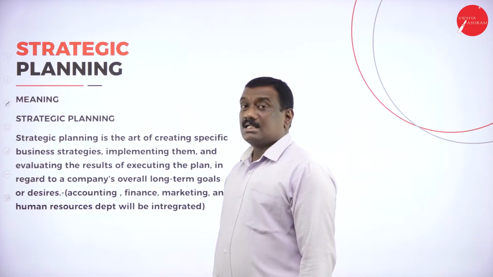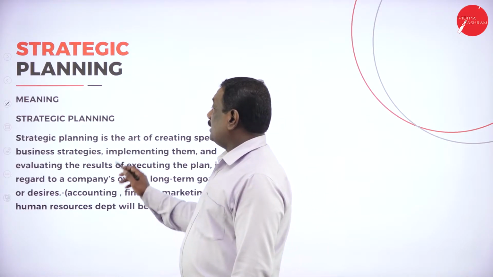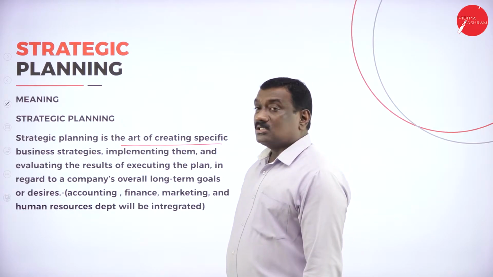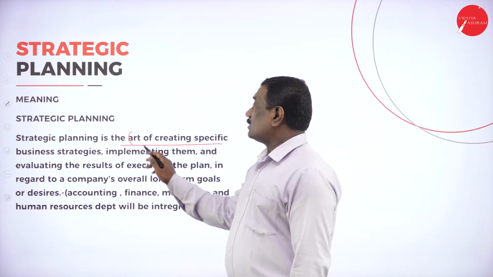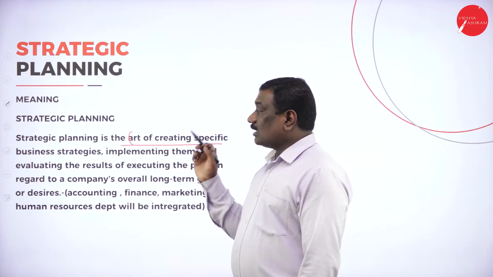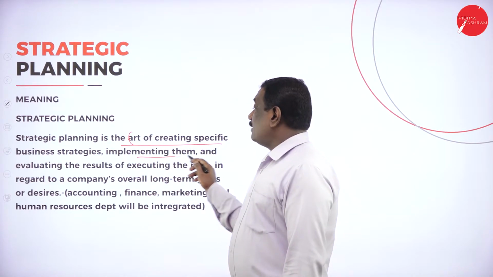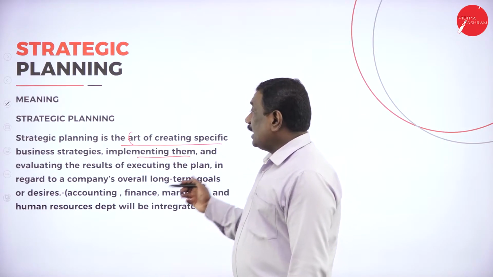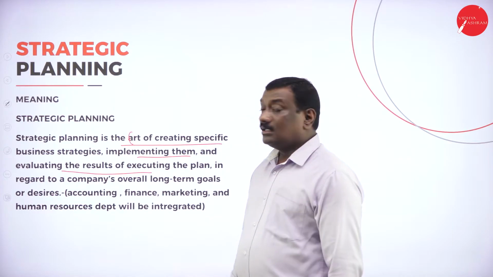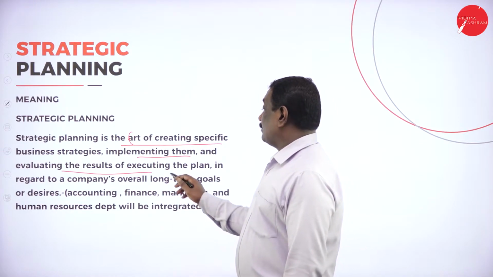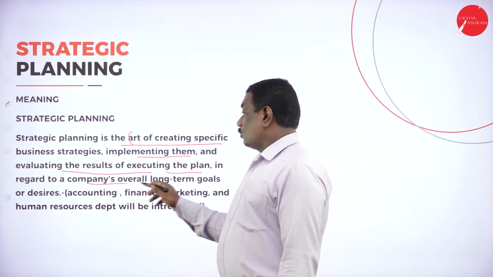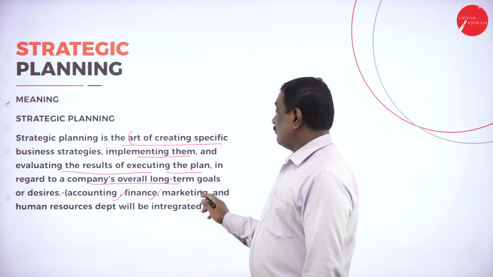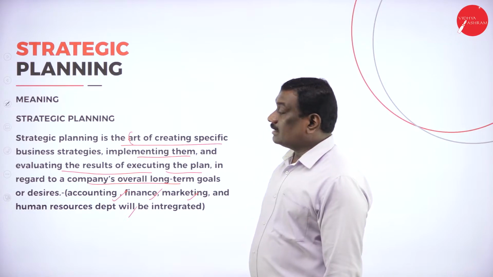Now coming to strategic planning, let us understand the meaning of strategic planning. Strategic planning is the art of creating specific business strategies. First, when a strategy has been created, it should be implemented and it should be evaluated so that you can come to know the results of executing that particular plan in regard to the company's overall long-term goals or desires, such as accounting, finance, marketing, human resource departments, which will be integrated here.